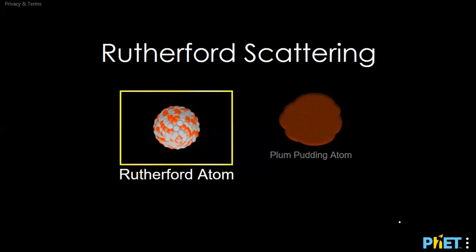This is the simulation for the Rutherford scattering experiment. Let us see what it will show.